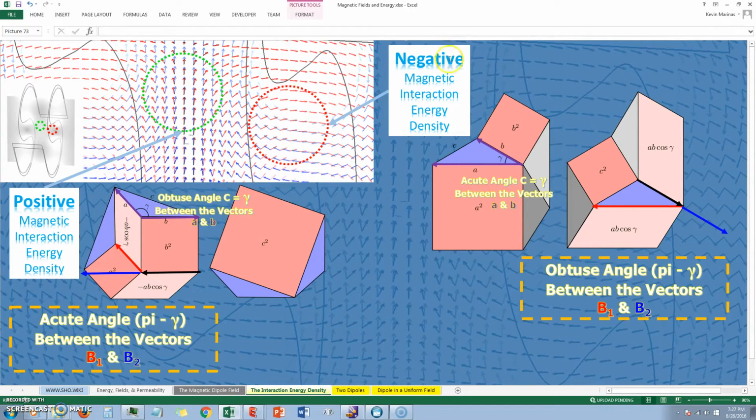Okay? The opposite is true for negative magnetic interaction energy density, in which case the whole is less than the sum of the parts. So here's your whole, which is less than the sum of the parts. And in this case, now just consider that the cosine of this gamma is opposite of the cosine of pi minus gamma. So if I were to substitute pi minus gamma here, this sign would drop, this sign would drop. So this would be positive and that would be positive.